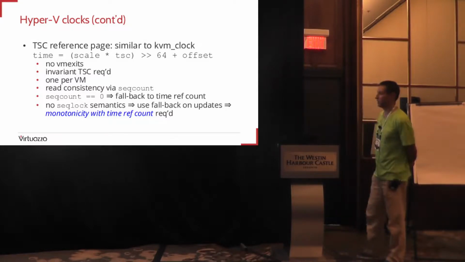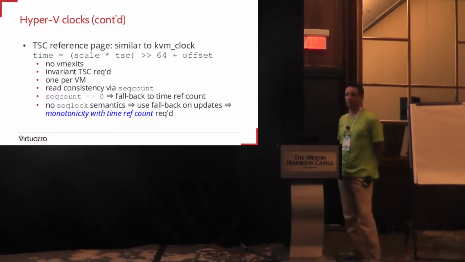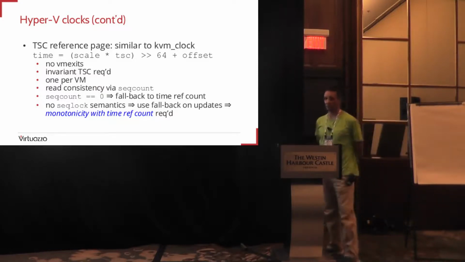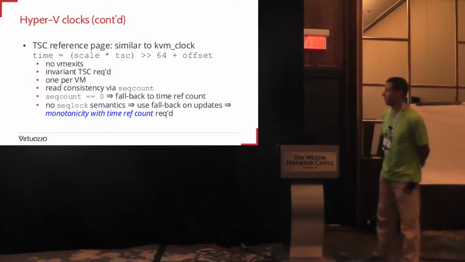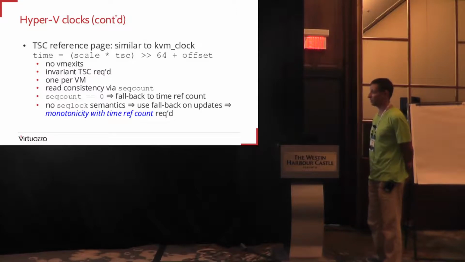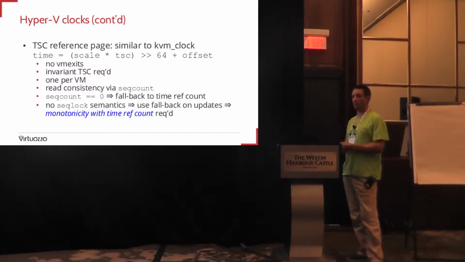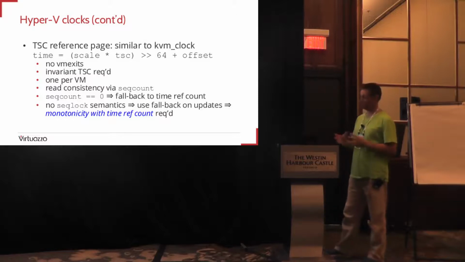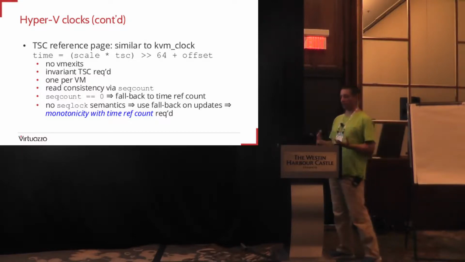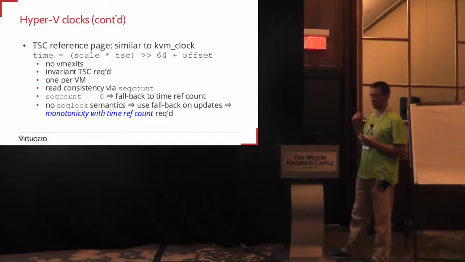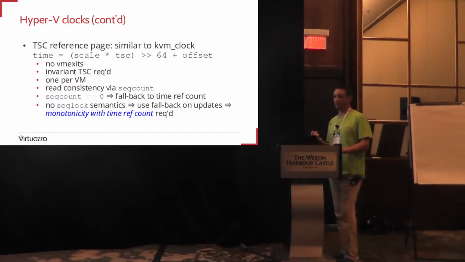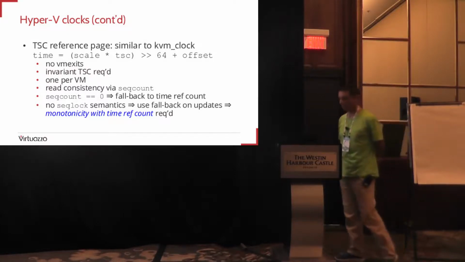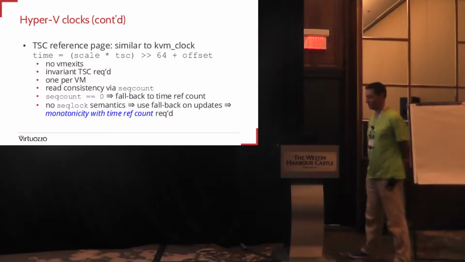One important difference is that Microsoft implemented no NTP clock semantics on this clock. So Paolo suggested to use the fallback mechanism to protect the data on updates from the hypervisor. The problem with this is that you need to do it in a way that you not only guarantee the monotonicity of this clock, but you need to be monotonic with respect to the reference counter clock. And that's something which we can't achieve right now. We are discussing the approaches. Hopefully this will be sorted out soon, but it still hasn't been.